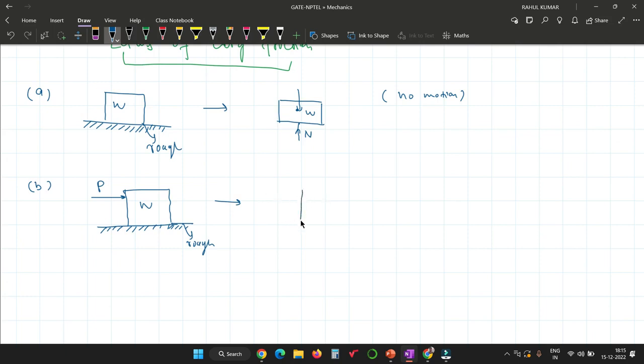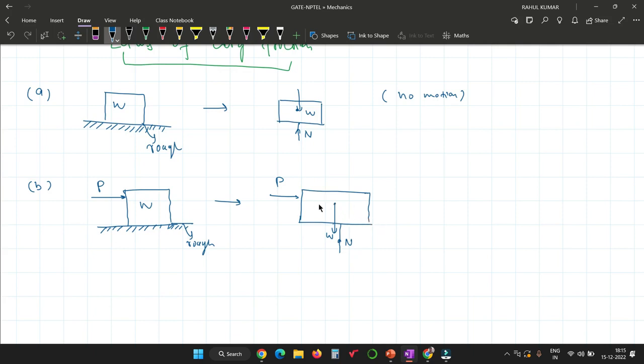If you create the FBD, there is the force P and the weight W, and since the block is resting on the surface, the surface exerts a normal reaction N. W will be balanced by the normal reaction, but the external force P will not be balanced by any force.